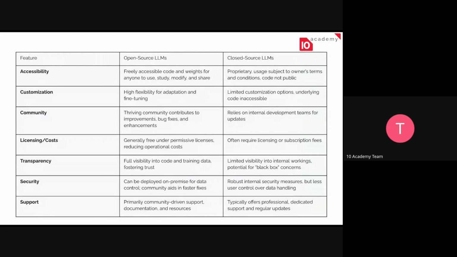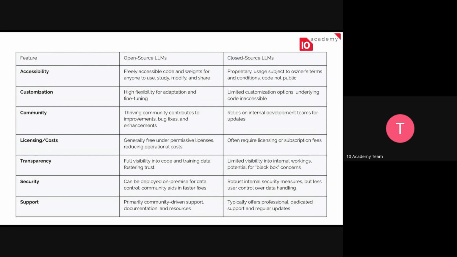Okay, so this table summarizes some of the features we have here. 7 features, where open source and closed source LLMs differ, or their pros and cons, I think you can say. So for accessibility, you can access their code, their weights, you can use them, study them, modify them, share them, deploy them, and so on for the open source. But for the closed ones, the user is subjected to the owner's terms and conditions, and the code is not publicly available.